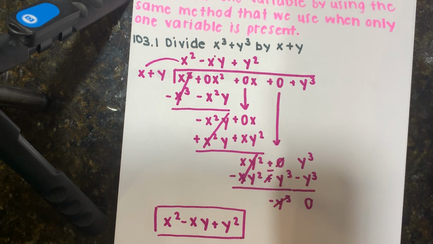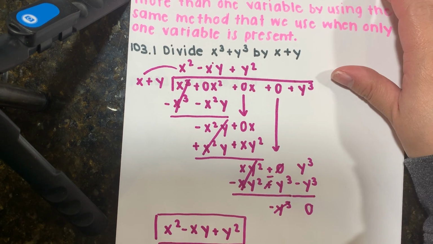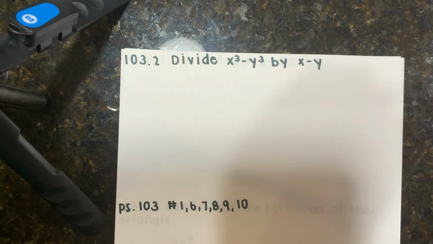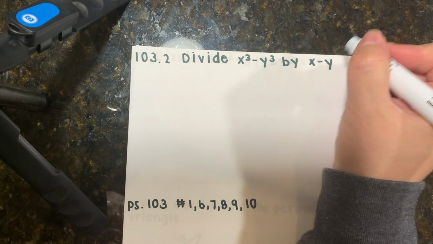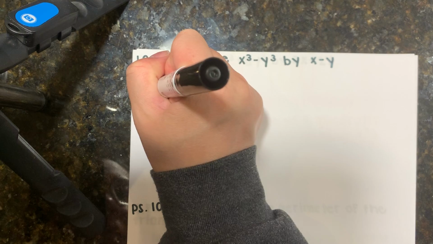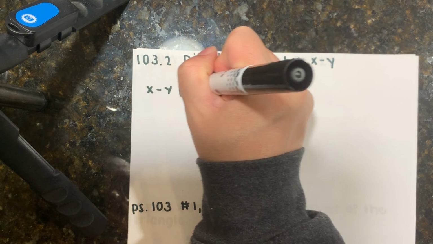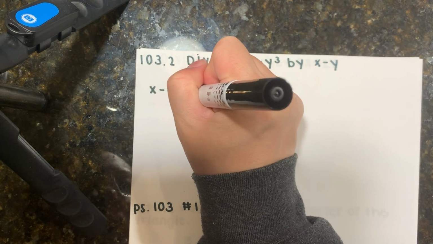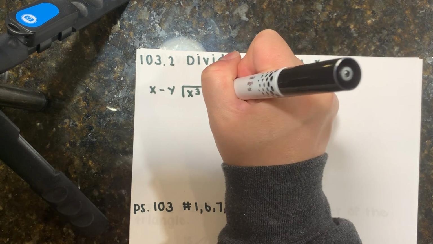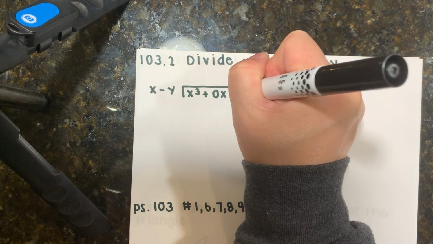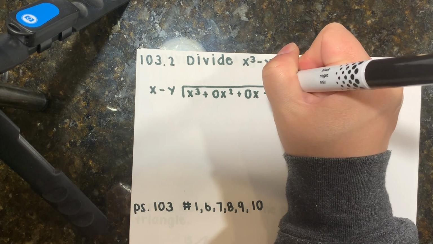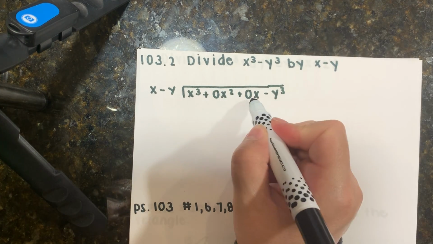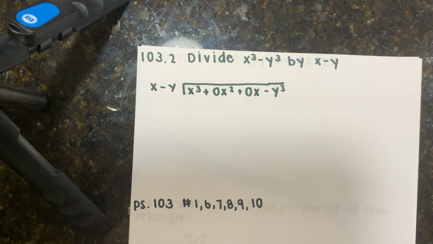Let's do another one to make sure we can do it correctly. So for number 103.2, I'm going to divide by x minus y, which is going to be my outside. The inside is going to be, so my highest power is going to be x cubed, then I'm going to have 0x squared, then I'm going to have 0x, and then I'm going to have negative y cubed. So all the powers of x, and then I plug in my y at the end.